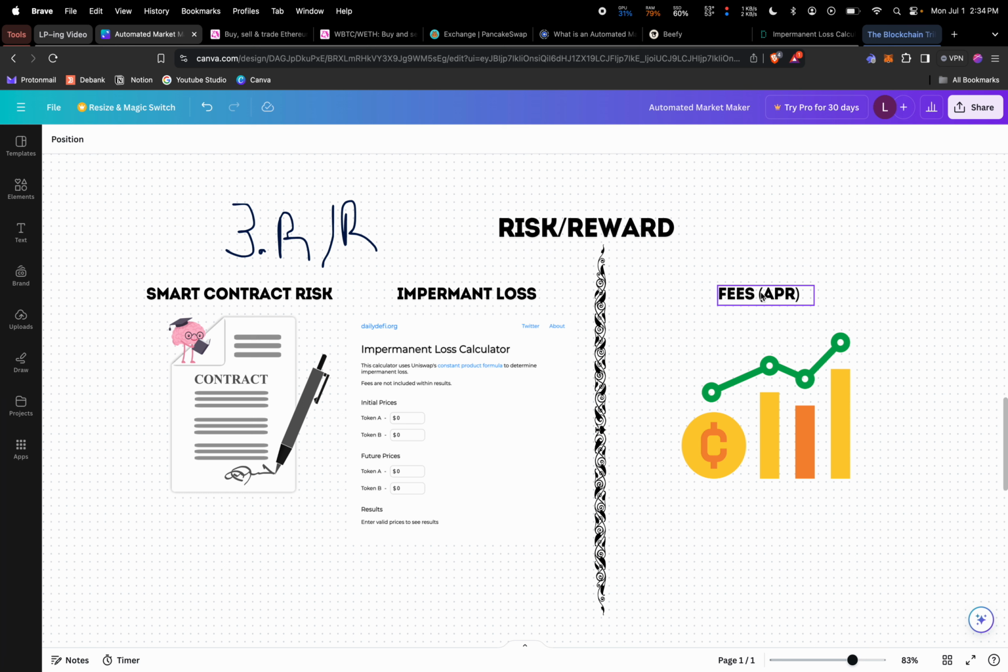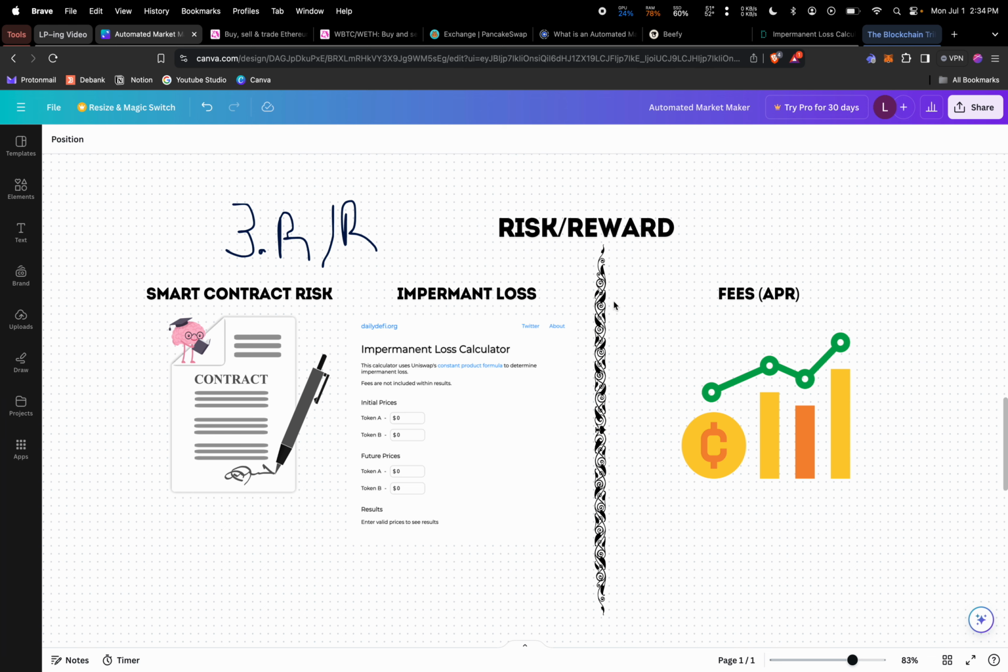You're trying to outdo the impermanent loss once you realize it. You're trying to make more money in fees than you are suffering in impermanent loss, which for a lot of the old contracts is pretty hard to do. But yeah, I hope that makes sense. Your fees should outweigh your impermanent loss.